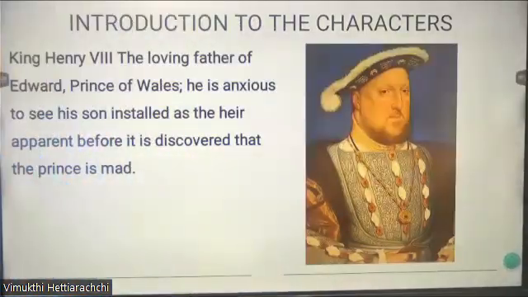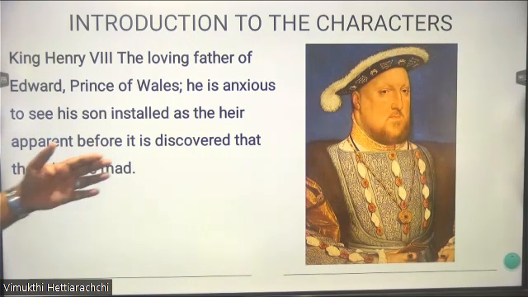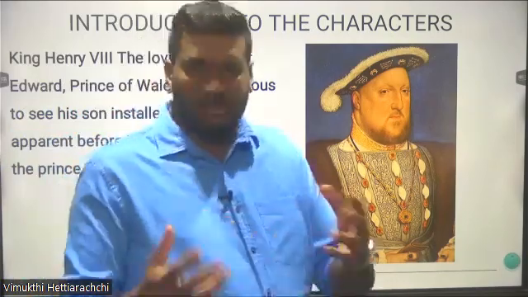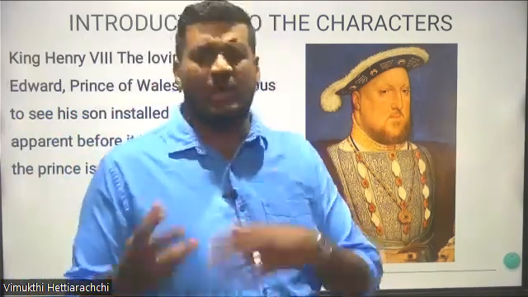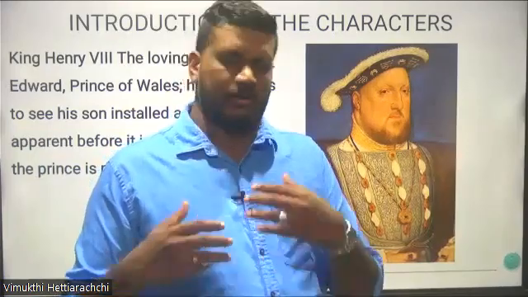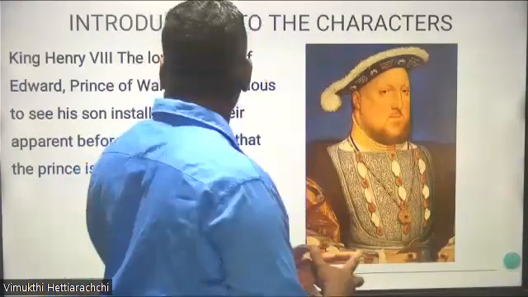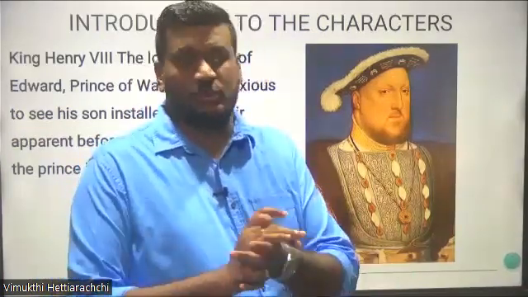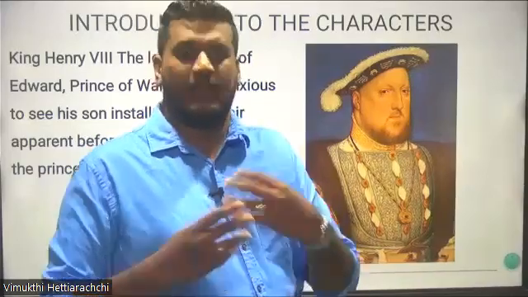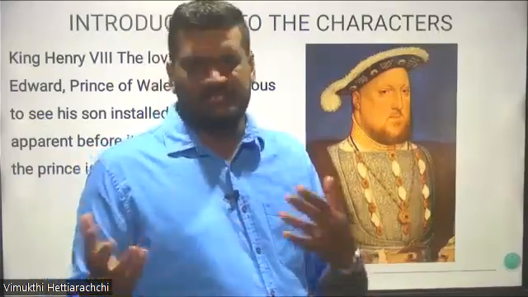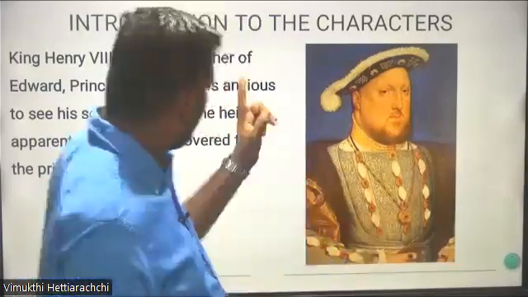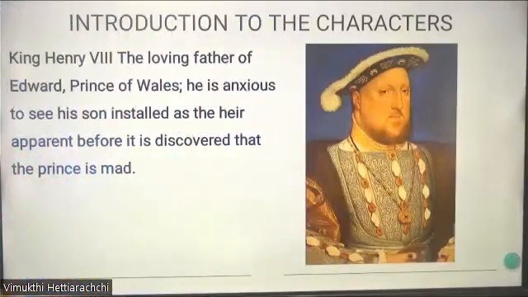Then we have King Henry VIII, the loving father of Edward, Prince of Wales. He is anxious to see his son installed as the heir apparent before it is discovered that the prince is mad. So when Tom Canty and Edward Tudor changed their roles, Edward Tudor's father, Henry VIII, was totally upset because he thought that Edward Tudor had gone mad. But later he realized that these children had exchanged their roles. So his character is also very much important to us when we discuss the story.